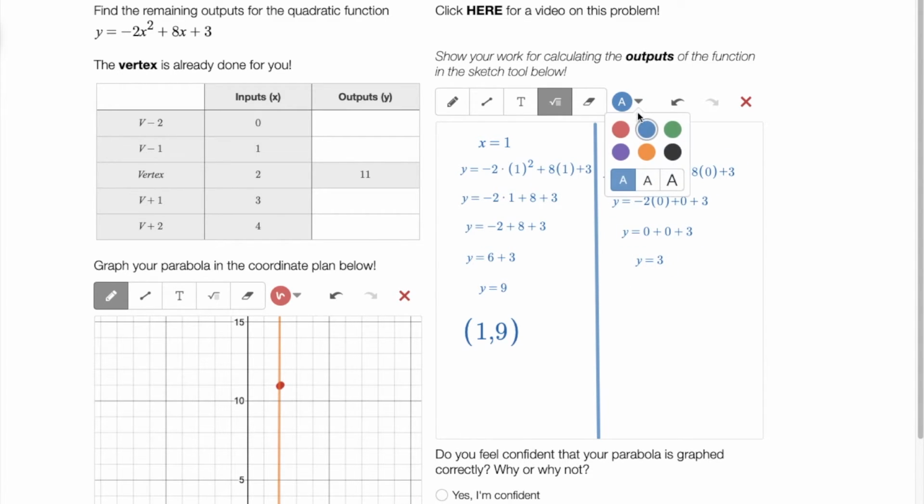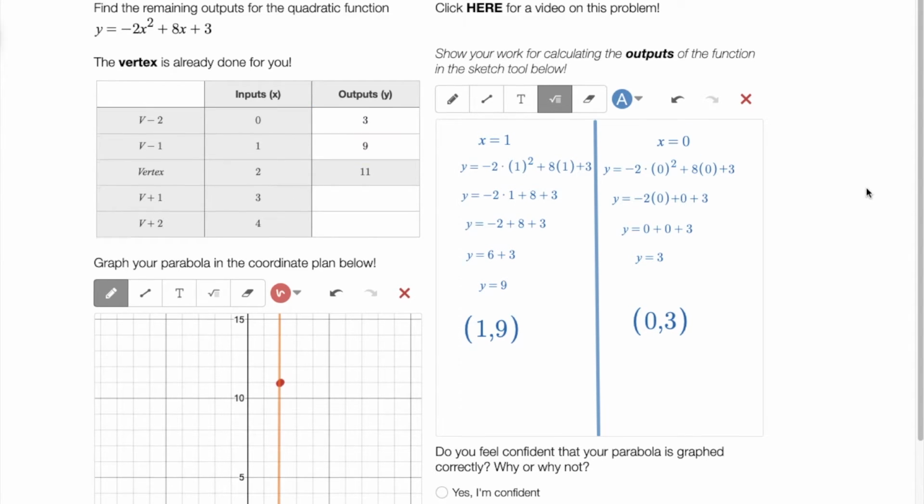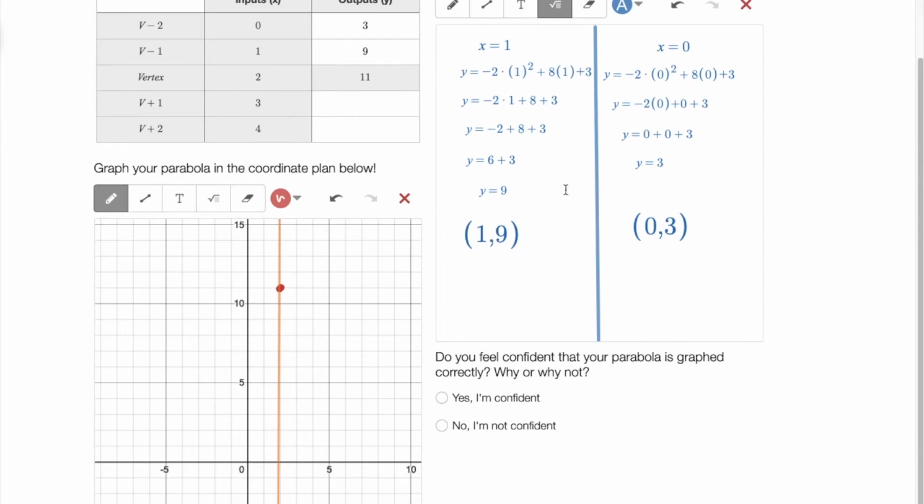So I feel, again, pretty confident with my math there. My input was 0, my output was 3. It's coming over to my table. My input was 1, my output was 9, input was 0, output was 3. So if I come down to the graph, now I can graph those points. 1, 9, 0, 3. So it looks like this graph is reflected.